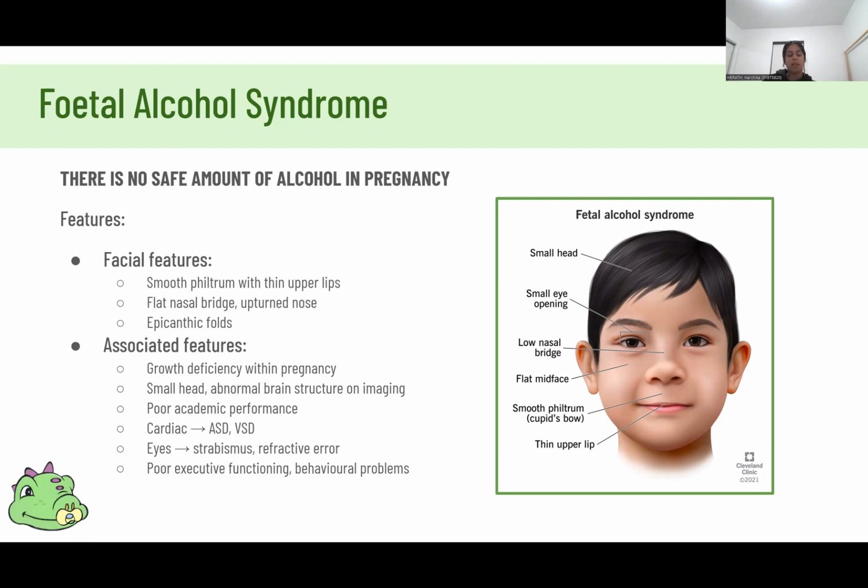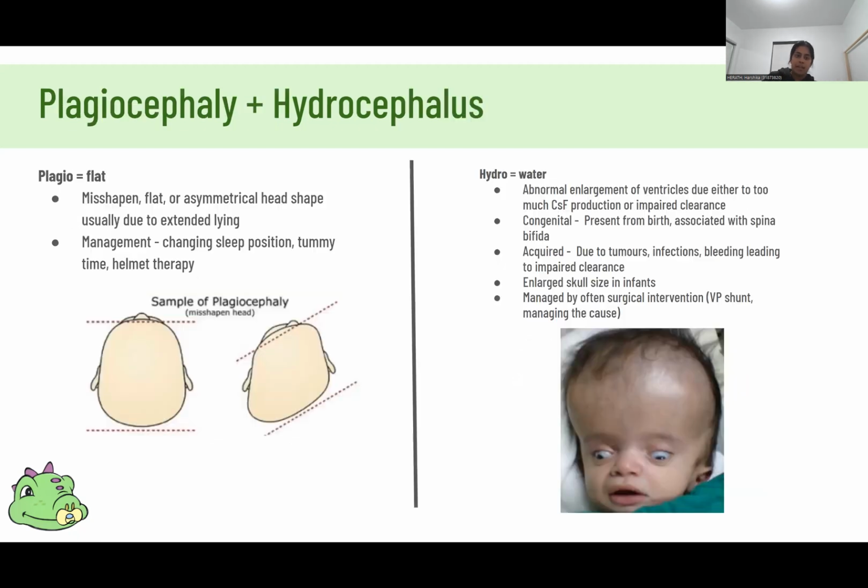So for a lot of babies with suspected fetal alcohol syndrome, they often need an MRI brain to assess the structure of their brain. That's often involved in the process of diagnosis. So plagiocephaly and hydrocephalus. So plagiocephaly just means flat head.